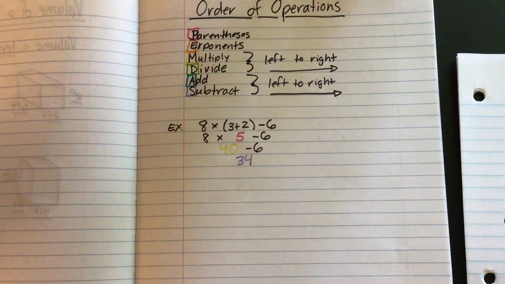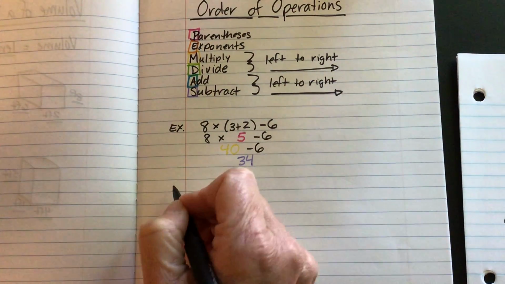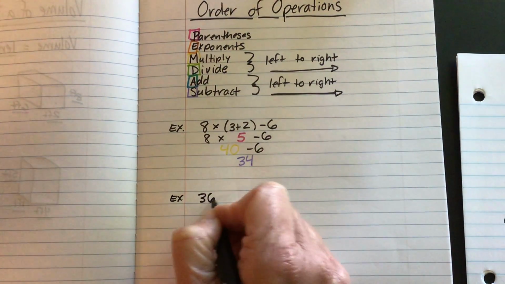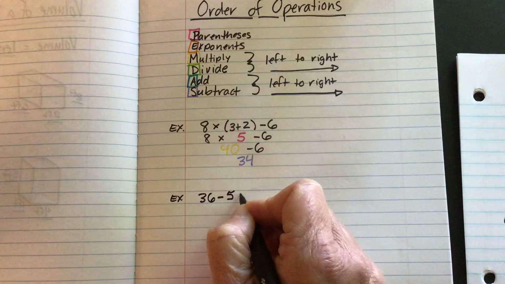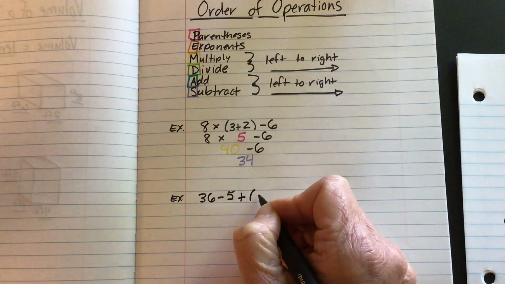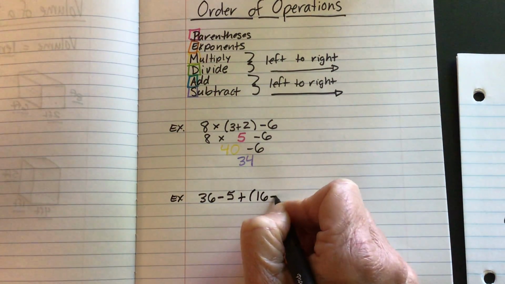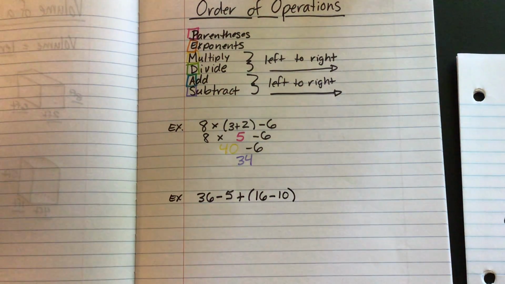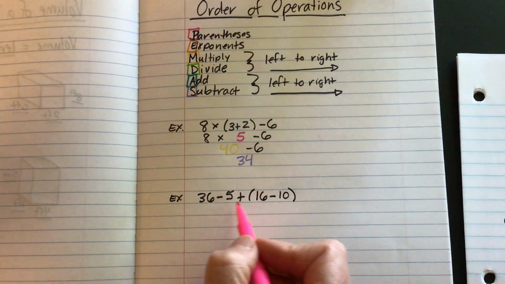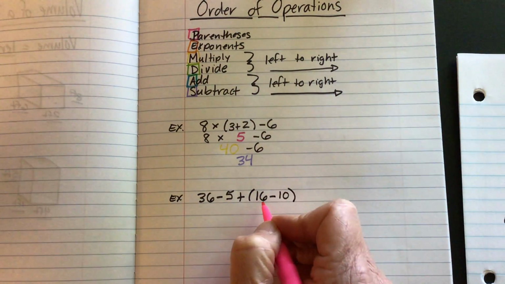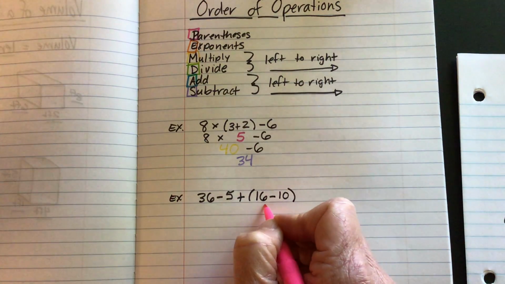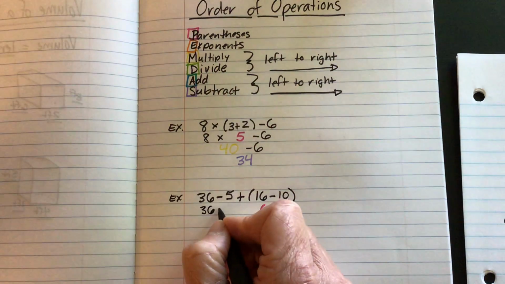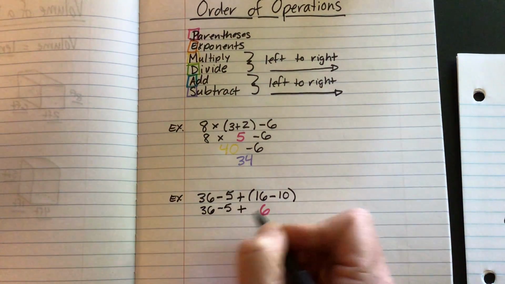Let's have another example so you can see what this looks like in another way. 36 minus 5 plus the quantity of 16 minus 10. Okay? So let's check it out. What do we have here? Well, there's parentheses. We have to do this first. 16 minus 10, that's a 6. Keep everything else. 36 minus 5 plus 6.